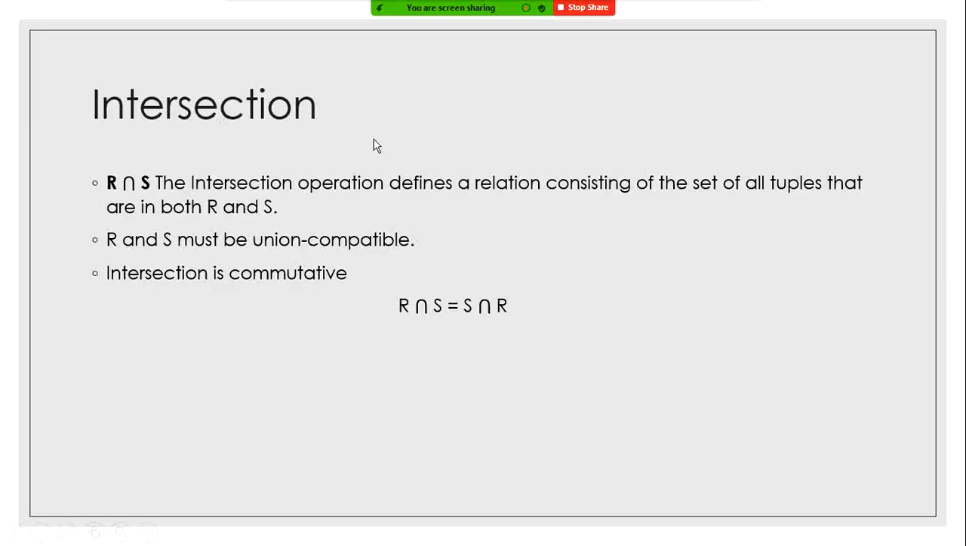Next we have the intersection operation. R intersect S is the intersection operation that consists of the set of all tuples that are in both R and S. So when we apply intersection on two tables R and S, the resulting table will contain values that are present in both R and S. So we will get the overlapping area. R and S must be union compatible, same like difference and union. And intersection is commutative. If we change the order of tables or relations, it doesn't affect the result.